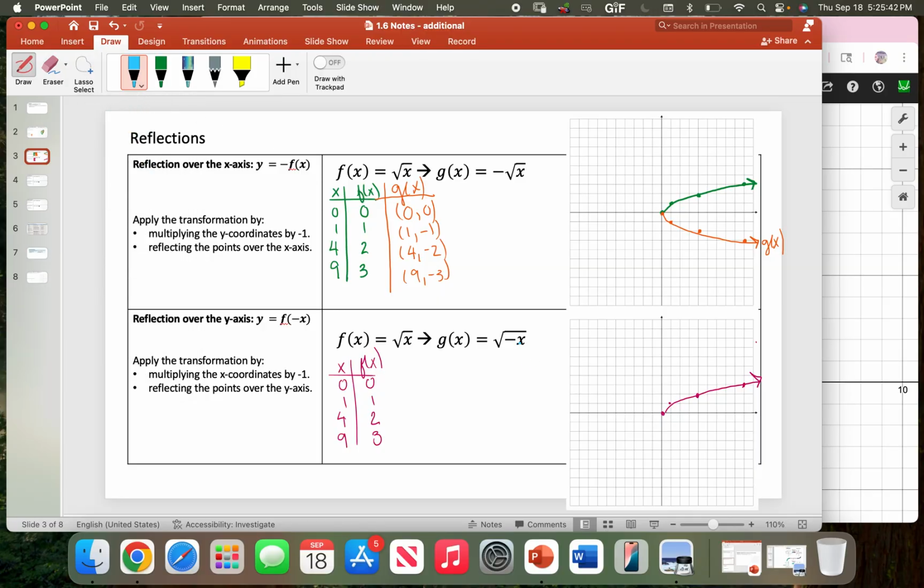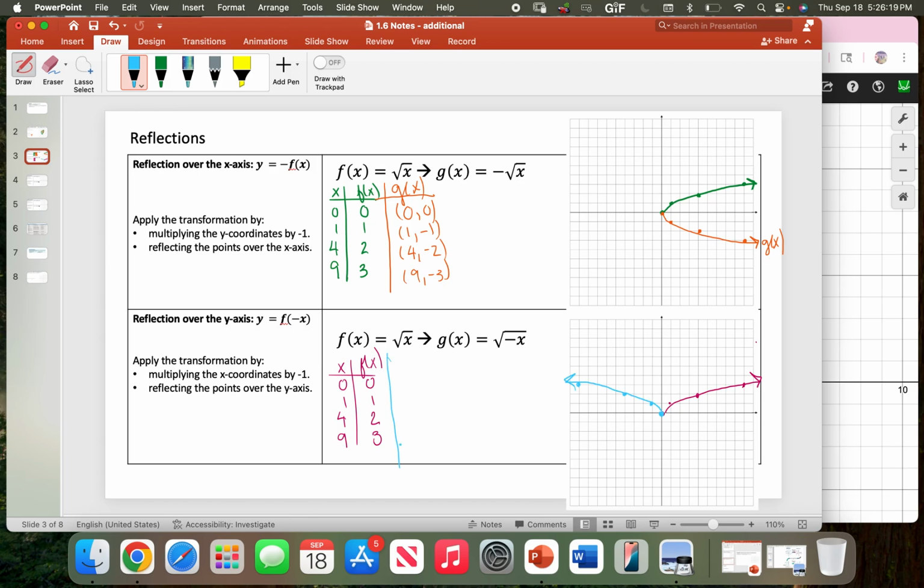And then if we want to reflect that over the y-axis, right, because this is negating just the x value here, not the whole function, we can count how far away we are from the y-axis. This one's going to stay again because it's on the y-axis. So here we were 1 away, so we're going to go 1 to the left. Here we're 4 to the right, so reflection will be 4 to the left. And then here we are 9 to the right, so we're going to be 9 to the left for the reflection.